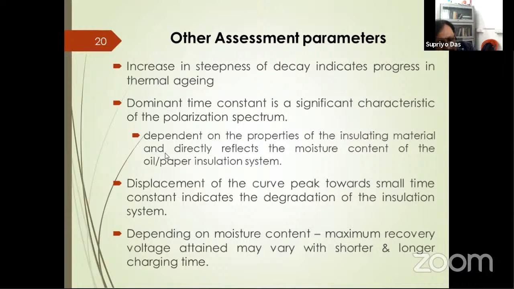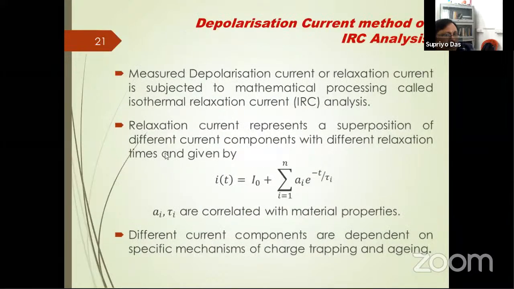The other assessment techniques mean analyzing the same results in a different way to identify the aging parameters. One is the current to depolarization current method, or isothermal relaxation current analysis. Isothermal relaxation current analysis uses the same measured depolarization or relaxation current values and mathematically processes them to obtain the isothermal relaxation analysis. Nowadays it is done using software also.